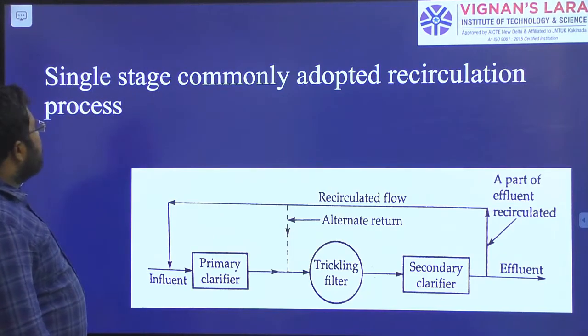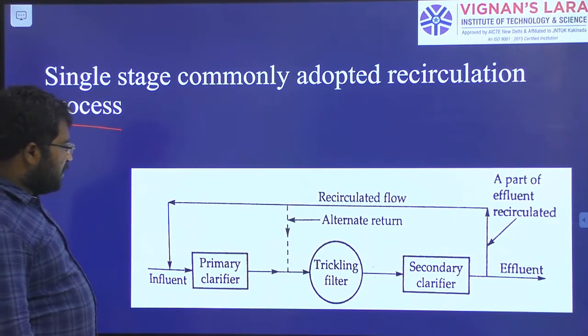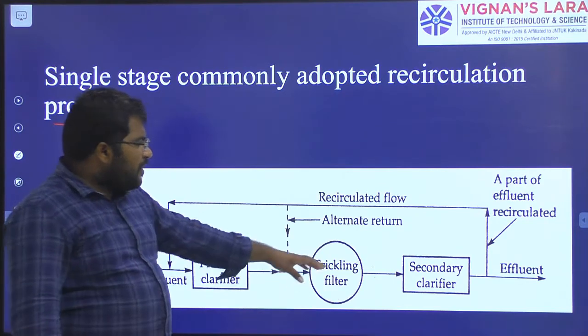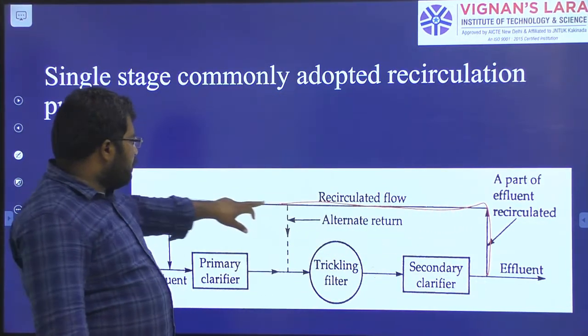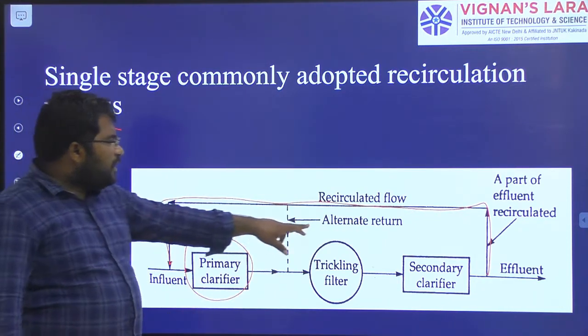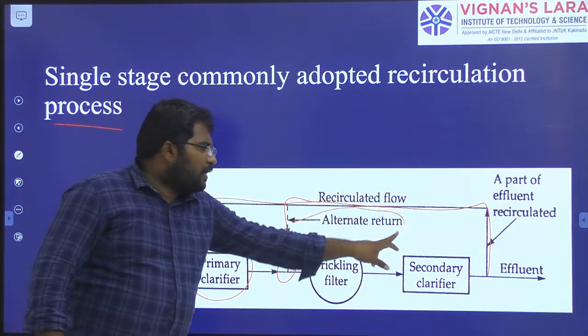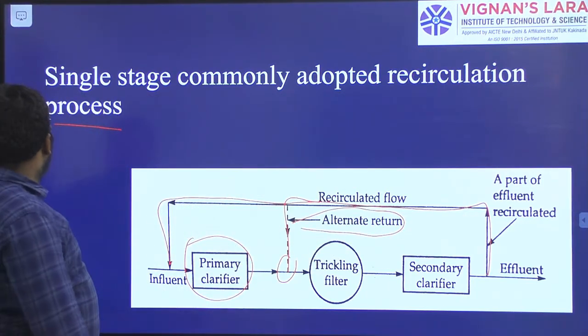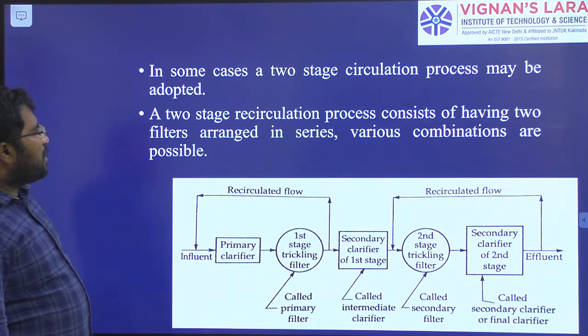Next, the single stage commonly adopted recirculation process. Here you can see the trickling filter. After the secondary clarifier, the recirculation may be brought back to the influent of the primary clarifier, or it may be brought back to here also. This is an alternate return.